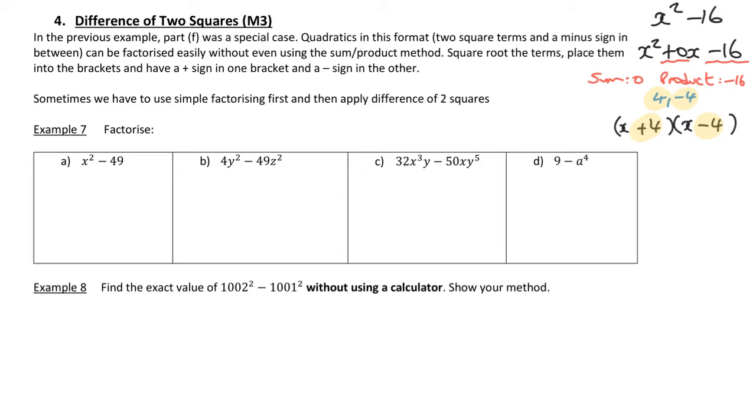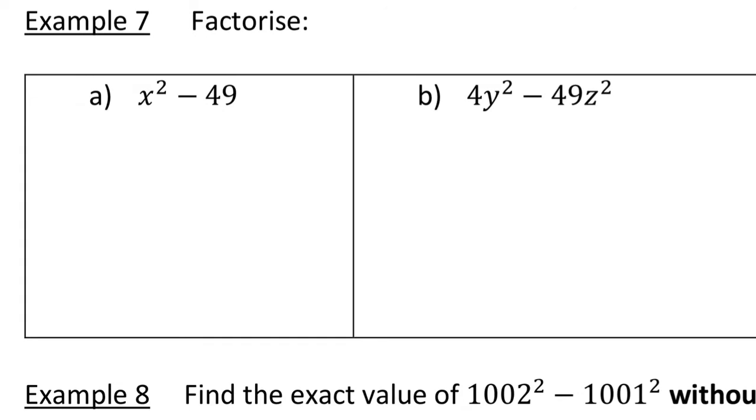So if we look at these examples, the first one is x squared minus 49. And what we have is that x squared is a square number and 49 is a square number, and we're taking them away. So this follows the pattern where each bracket is going to be the same, and one's a plus and one's a minus. The first term is the square root of the x squared, so that's x. And the second one is going to be the square root of 49, which is 7. So we've got x plus 7 and x minus 7.